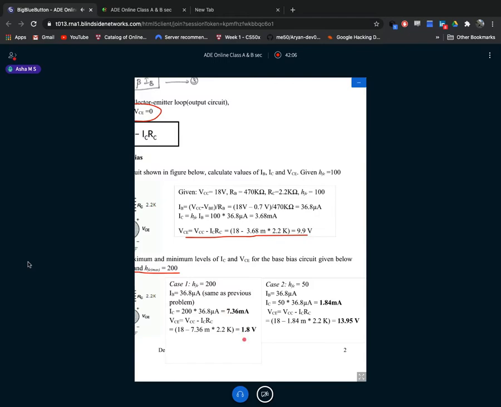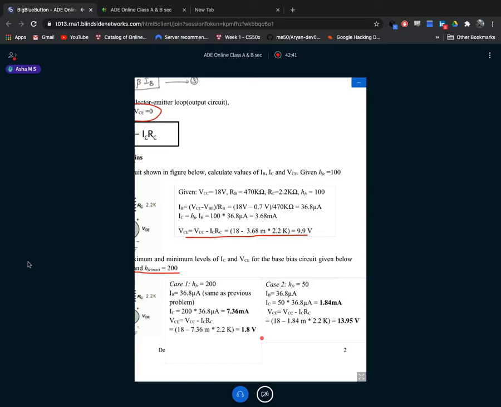Here in the second question, they have given two values of the gain. As I told you, HFE is a hybrid parameter for forward current gain. So two values of beta are given. For 50, you calculate the IC and VCE values. Then for the second time, you calculate the IC and VCE values by substituting beta as 200. All the formulas remain the same.